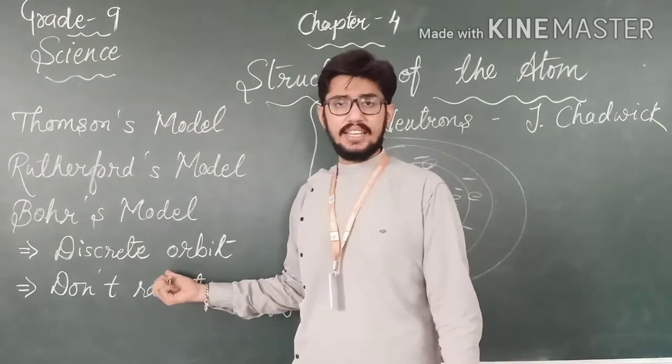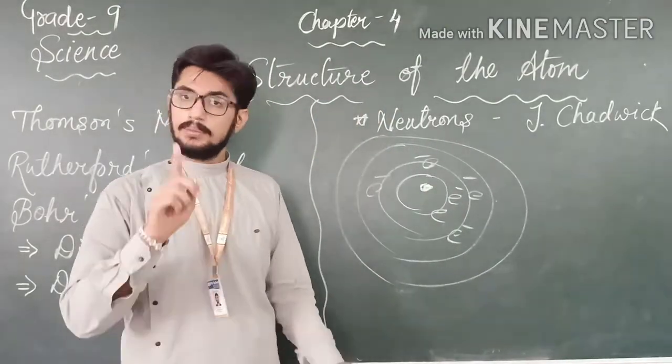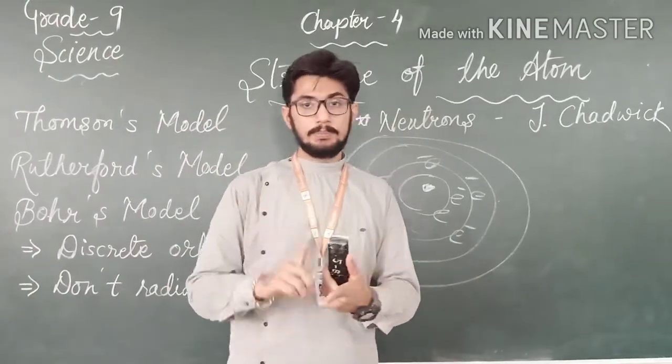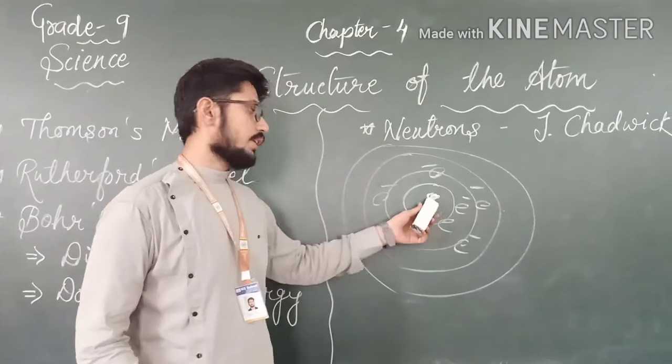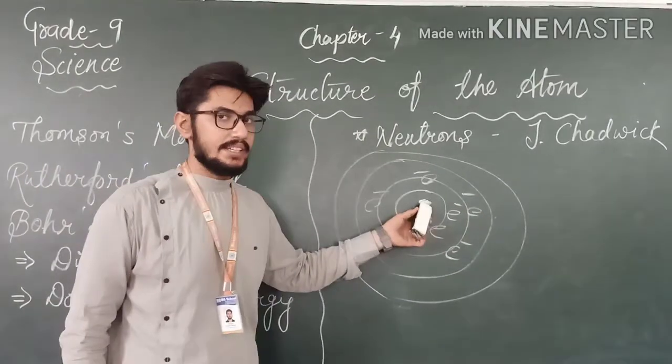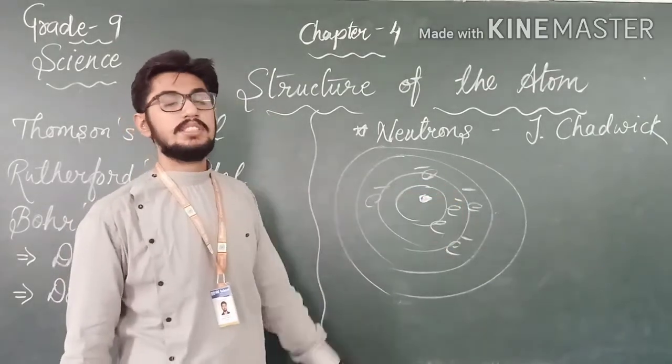Electrons radiate नहीं करेंगे energy. If electrons are not radiating their energy, it means they are not losing their momentum, they are not losing their speed. If they are not losing their momentum and speed, it means they are not going to fall into the nucleus. तो nucleus के अंदर नहीं गिरेंगे. If they are not falling into the nucleus, it means this kind of atom is stable.